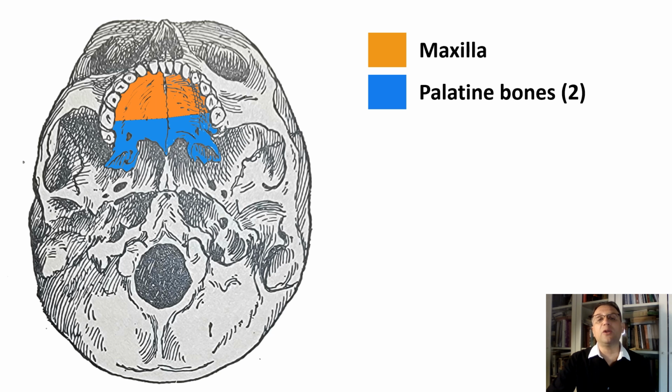Other bones that could not be seen in our previous diagrams are the two palatine bones, or palatine bones. Both pronunciations are correct. They are located between the maxilla and the sphenoid bone. They participate in building the three cavities within the skull: the oral cavity, nasal cavity, and orbits.